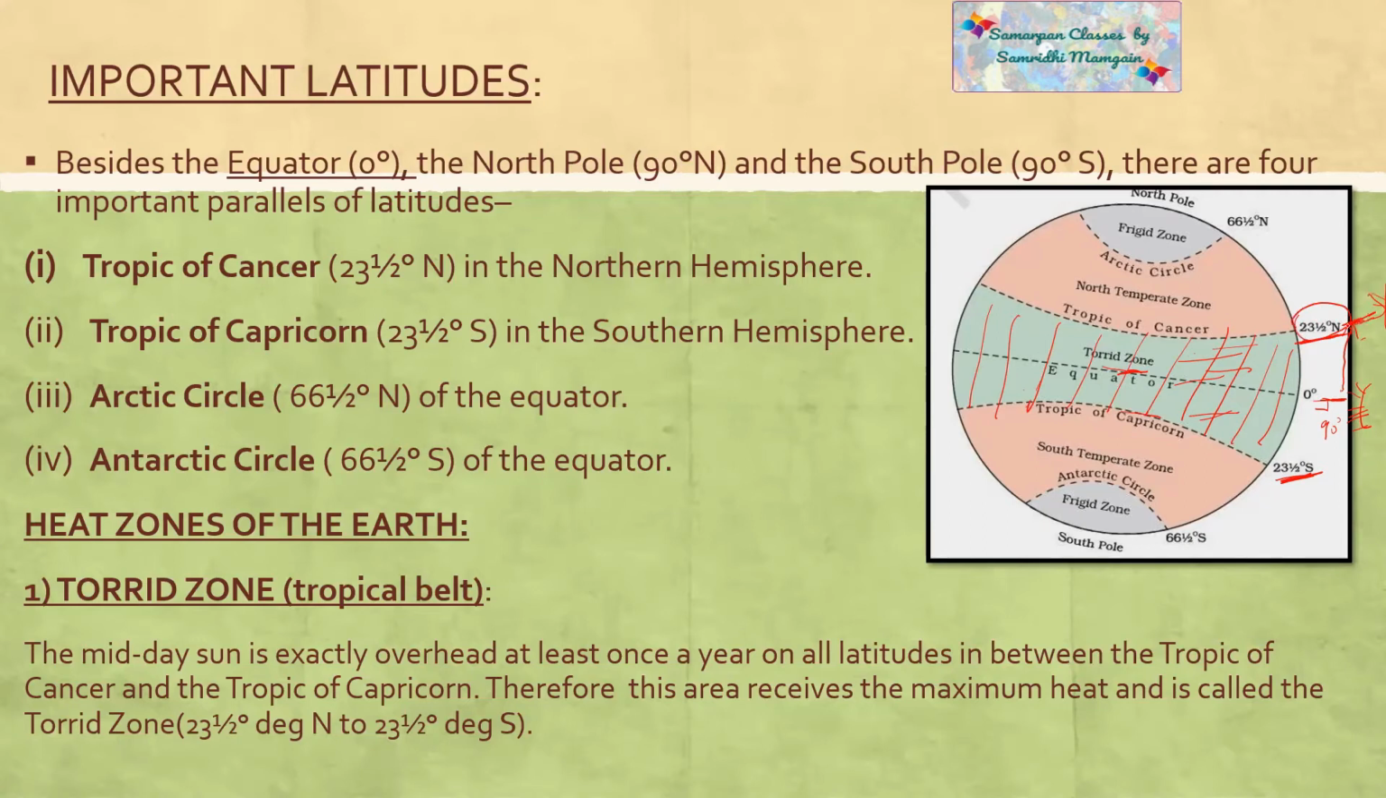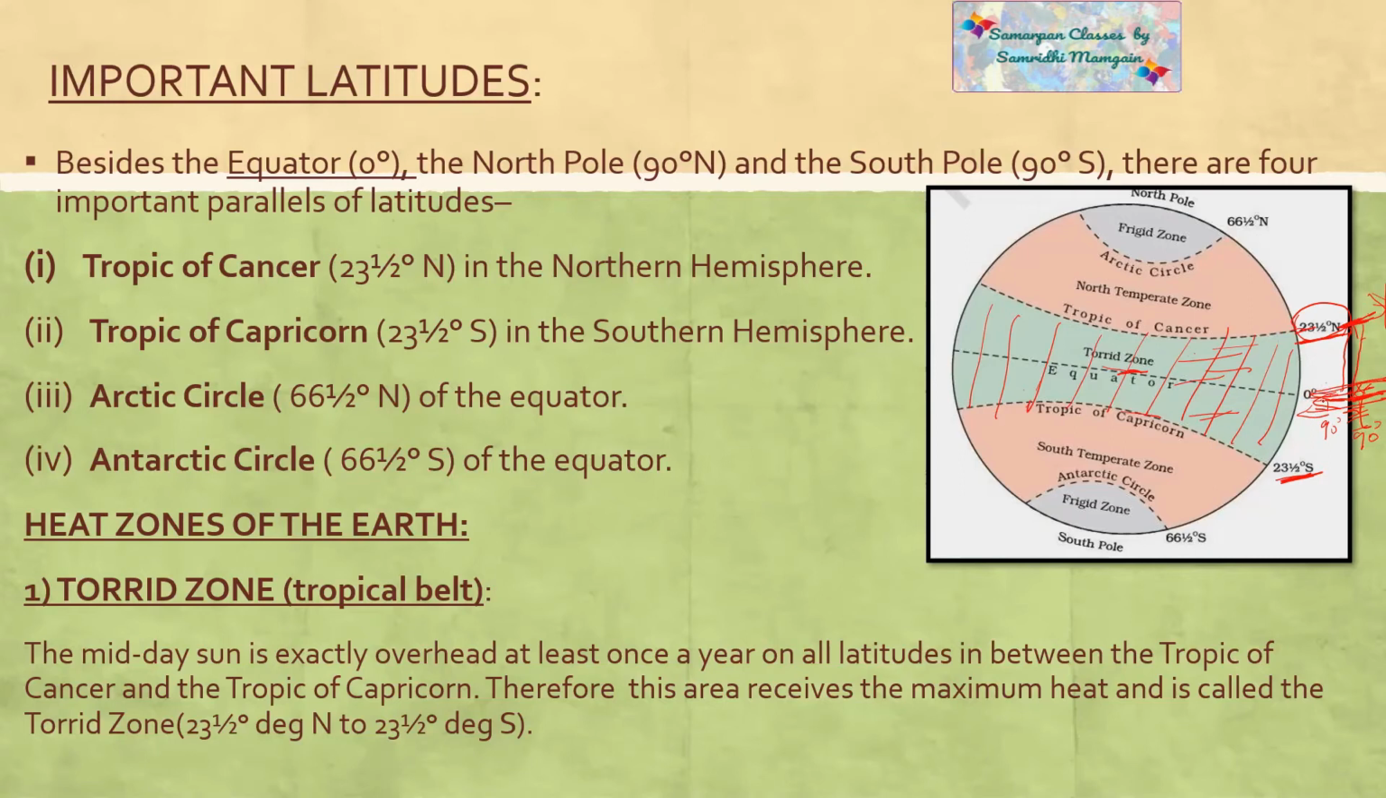So what happens when the sun is directly overhead at the Tropic of Cancer? After that day, the sun would start traveling back to the equator. And then again it will be directly overhead at the equator, making 90 degrees. That means the sun rays are falling directly on this latitude. Direct sun rays mean it is too hot.